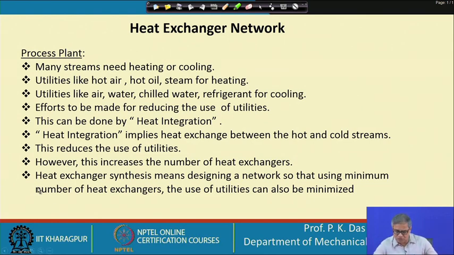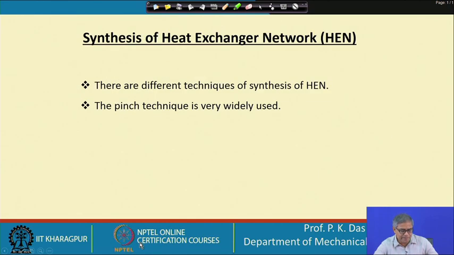So, with this, let us go to the next slide. Synthesis of heat exchanger network. Heat exchanger network is commonly known as HEN. There are different techniques of synthesis of HEN. The pinch technique is very widely used. There are different techniques, but we are using the pinch technique.